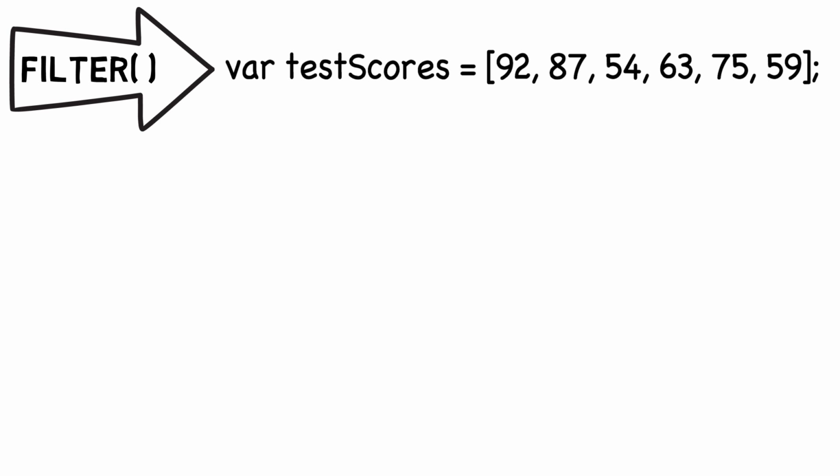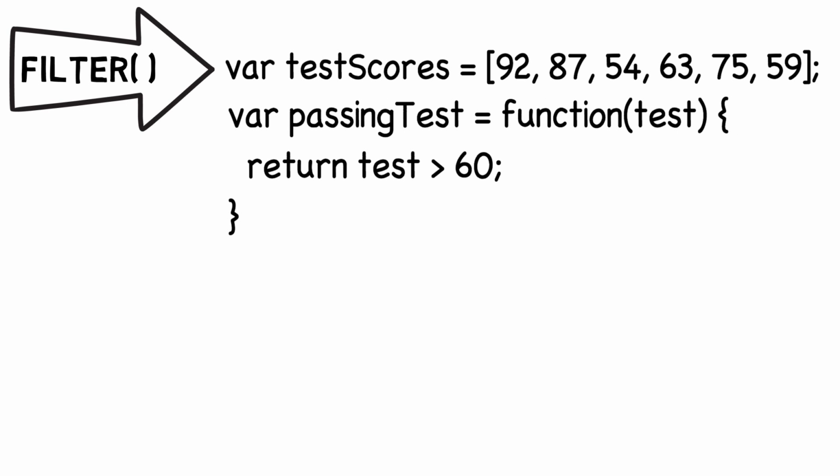Let's create a function expression called passing test. We'll declare a variable called passing test. We'll then assign it the value of an anonymous function. We'll give it a parameter of test representing the current element in the array. We'll then enter into a code block and return a boolean of true or false in regards to whether a test has a value greater than 60. So this is our function we're going to use as an argument.